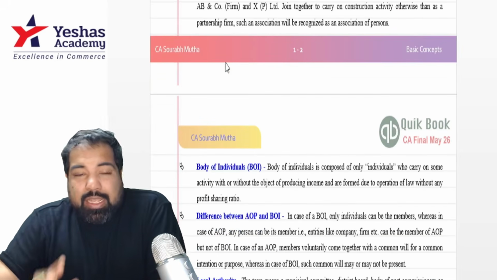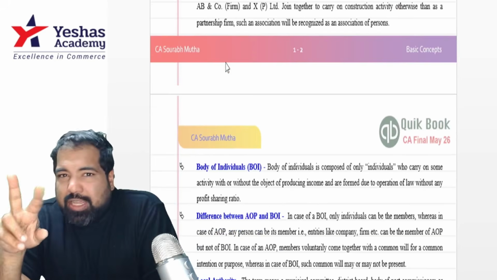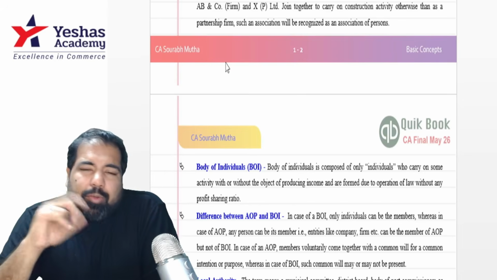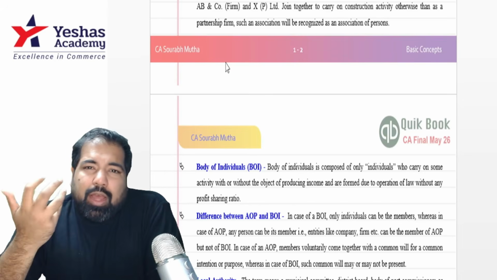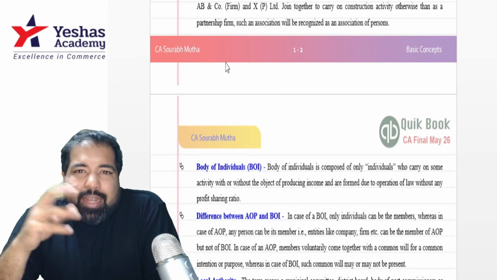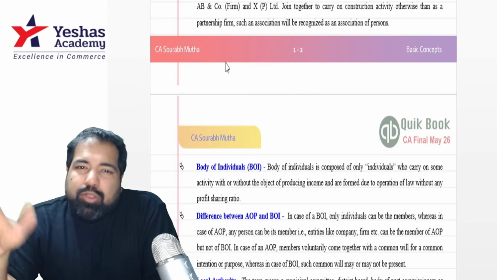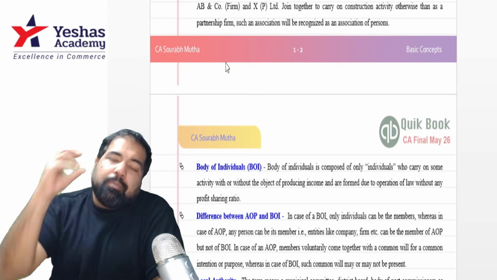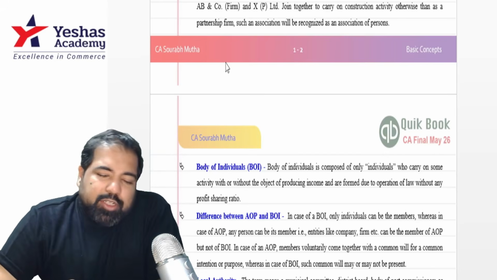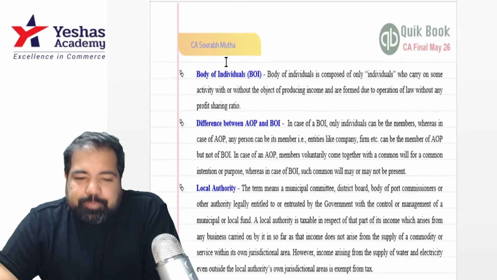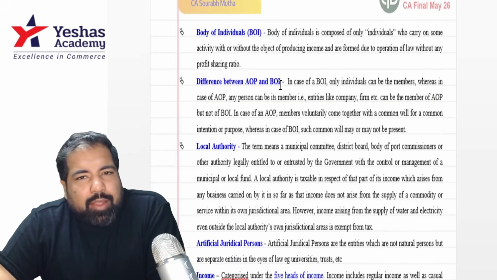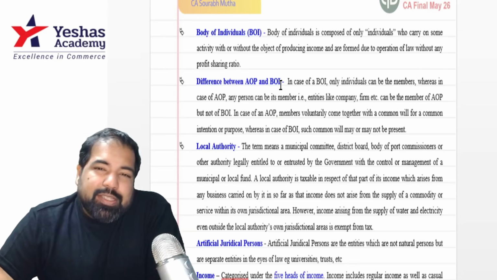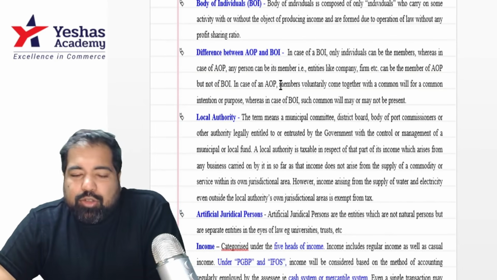A body of individuals. In that, there is no Yash's Academy. Only individuals can become a body of individuals or can make a body of individuals. Here, the intention is not to make profit. Example, you are three neighbors and the fourth neighbor died and he left his apartment in your names, three neighbors, because you all were very close to each other. And now you all three have an apartment, it's given on rent. Who will pay the tax? BOI. Again, here, you put a profit sharing ratio. BOI is also similar to a partnership firm. Difference between AOP and BOI. AOP spelling is different, of course. AOP has persons, BOI has individuals. AOP is intentional, BOI is not intentional. It is by action of law.